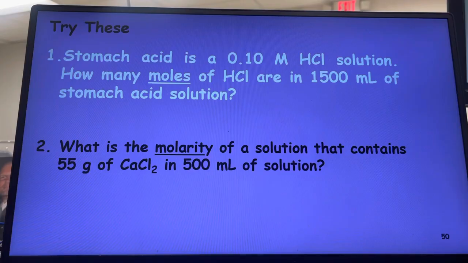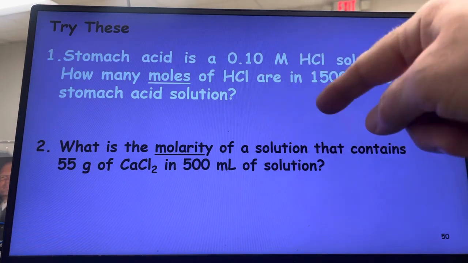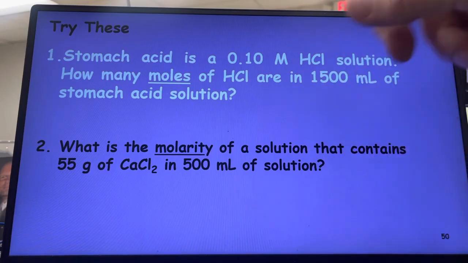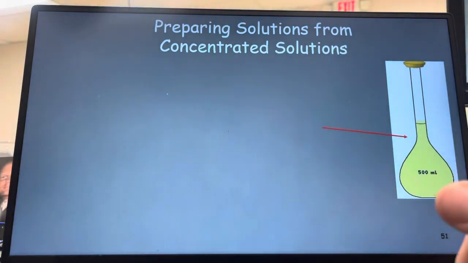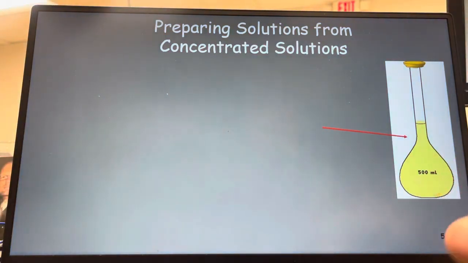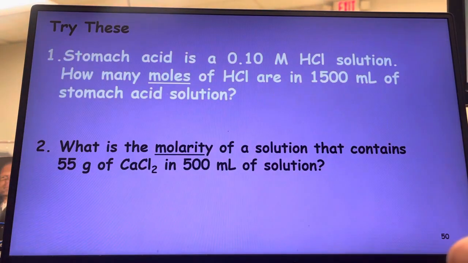No surprises here. So you've got a question about stomach acid, how many moles. You've got a question about calcium chloride, what's the molarity. So here they give you the molarity, and you have to work a little backwards to find the moles. And here is just what we did previously on the previous slide. All right, so 2 more practice problems, but word problems this time.